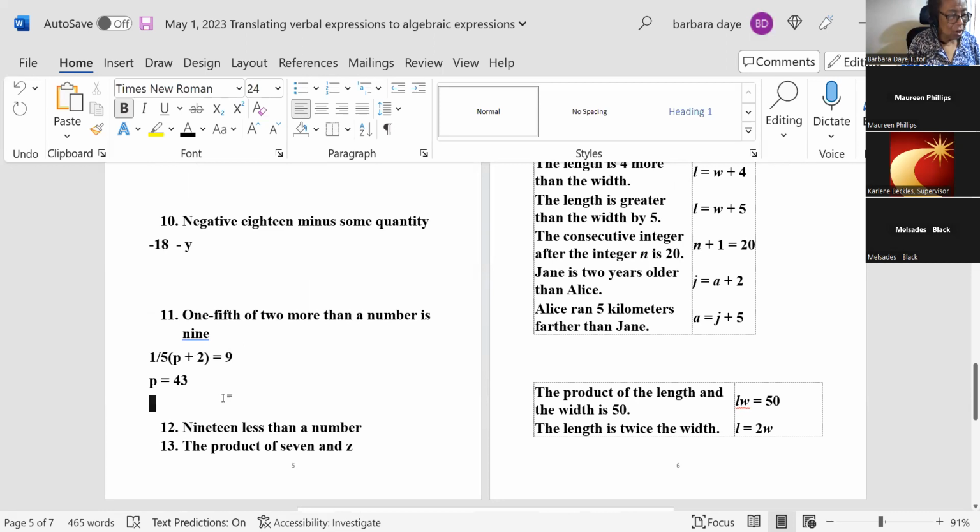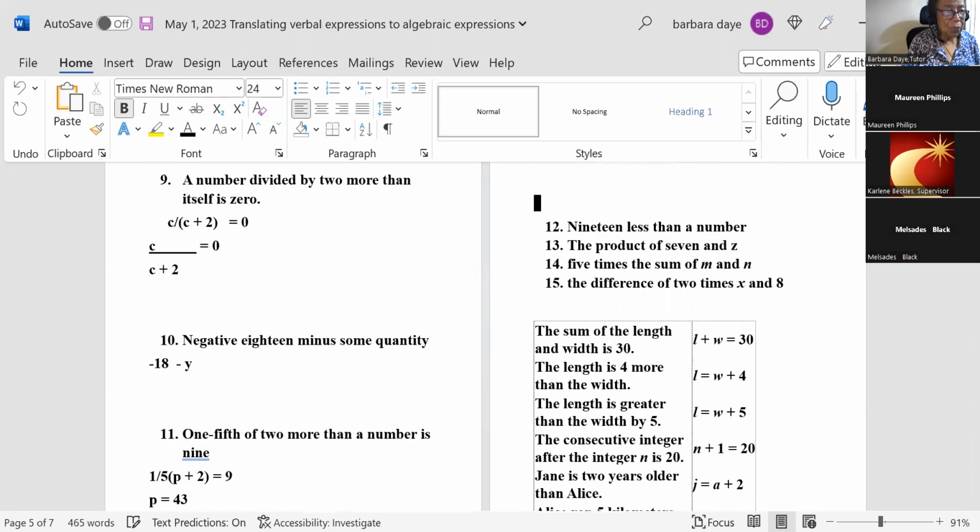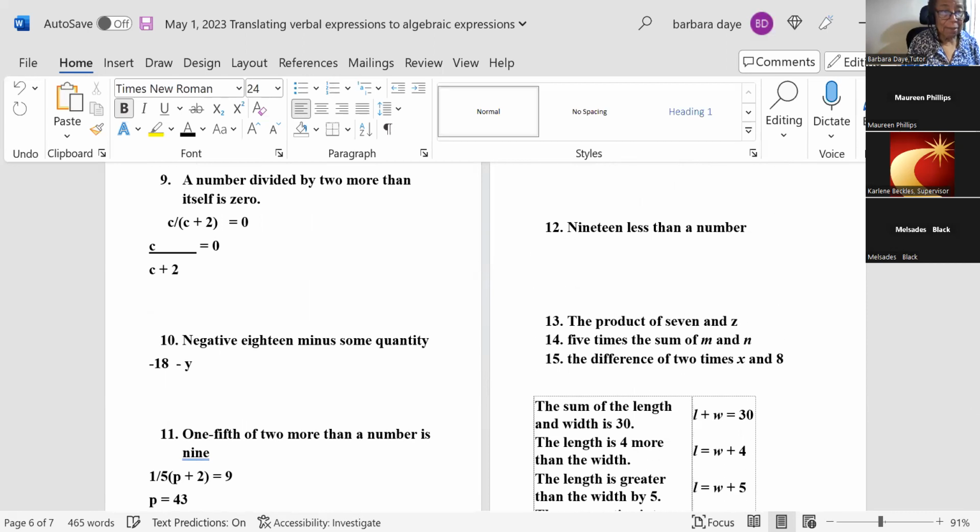Now we just have a couple more to do. Okay, 19 less than a number, Mercedes. What is that? Remember when I said less than, that means you're subtracting that number from something. So what would that be, Mercedes? We put the number 19 less than a number. 19 minus n.